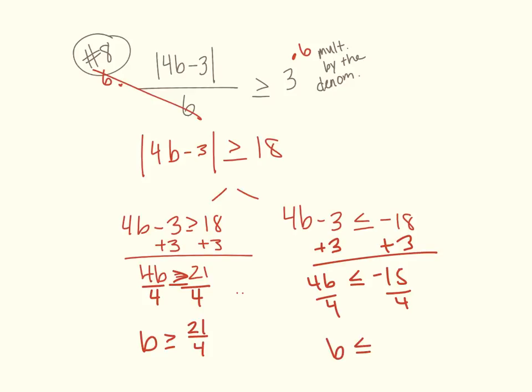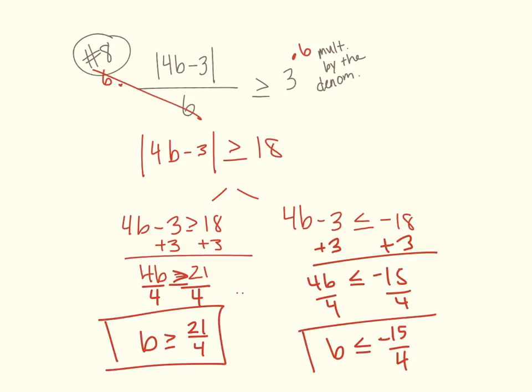So our two solutions here, or our range for our solution, is going to be greater than 21/4 or less than -15/4. And it doesn't ask you to graph them on the number line, so you don't have to worry about doing that. It just wants your inequality. No graphing necessary. So go ahead, try the rest of those examples, and if you get stuck, let me know.